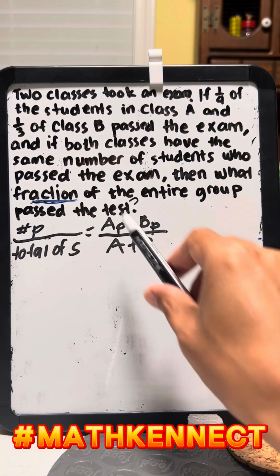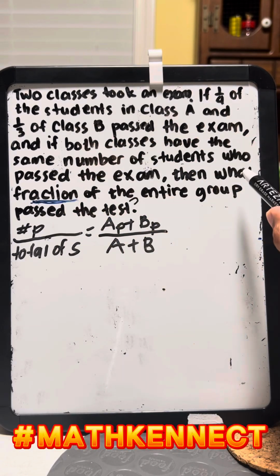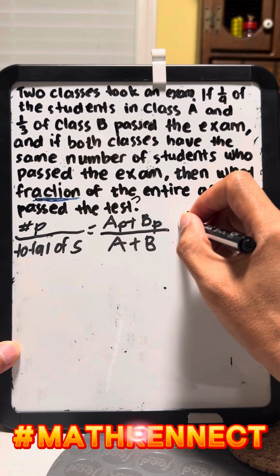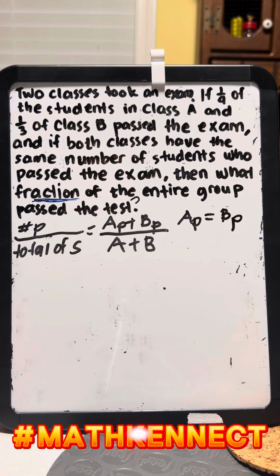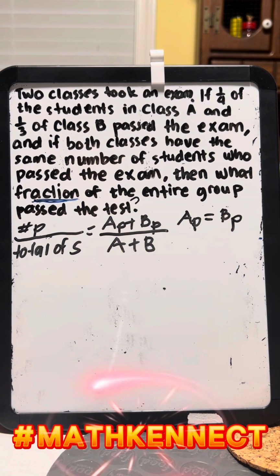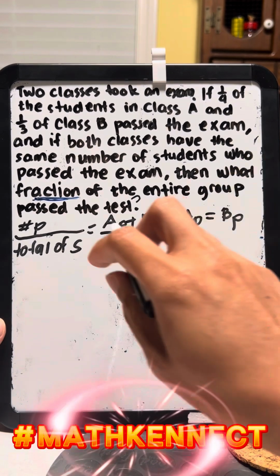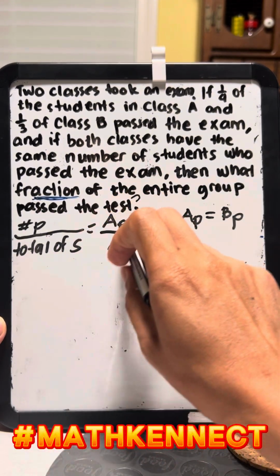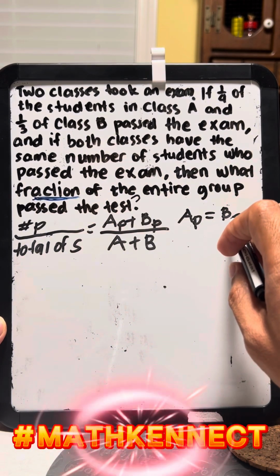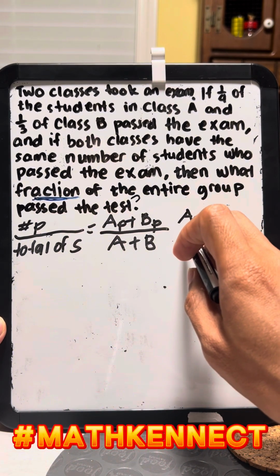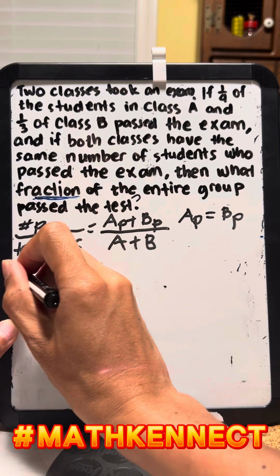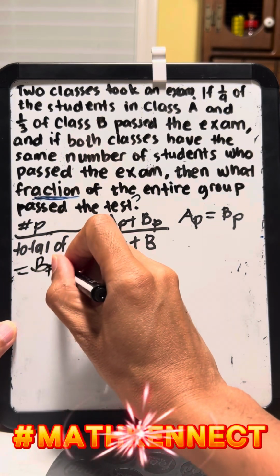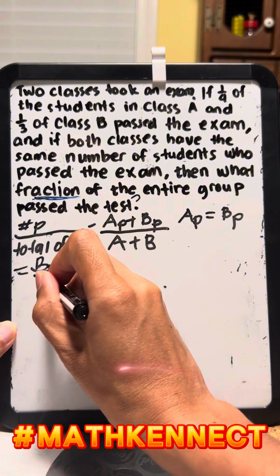The next clue here is it says if both classes have the same number of students who passed. So that means the number of passers in class A is equal to the number of passers in class B. So that means I can replace this variable here with the number of passers in class B, because the number of passers in class A is equal to the number of passers in class B and vice versa. So I will be replacing this with number of passers in class B plus number of passers in class B over A plus B.